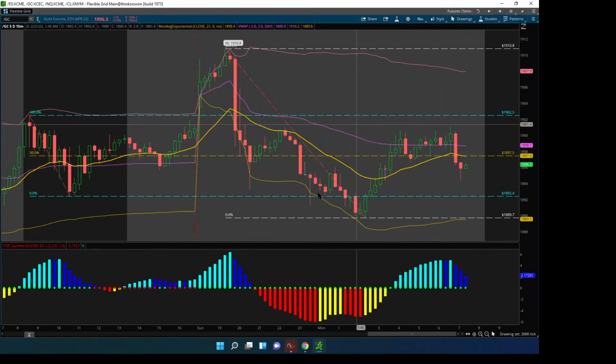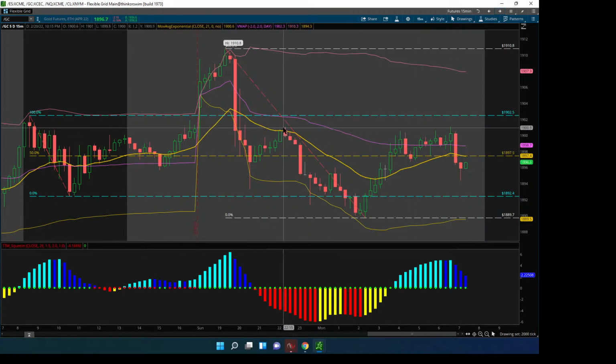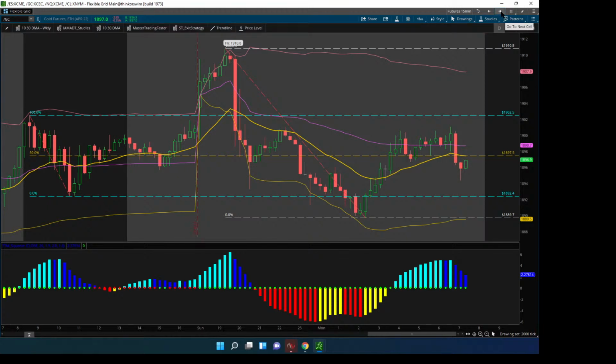So here you see that gold is also in the range. I took the trade right there when it broke up, thinking that this would be a good one to go to the previous day high. It did not. It seems it found some resistance at this level here, and then came back down. So it's in the range now, moving sideways.